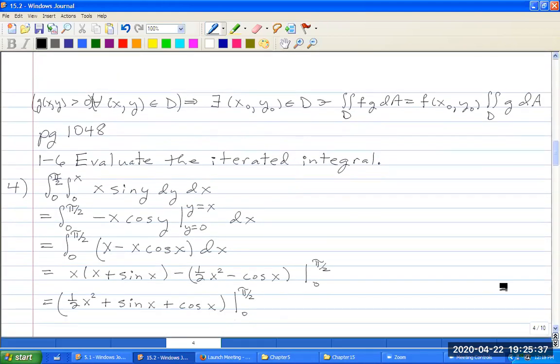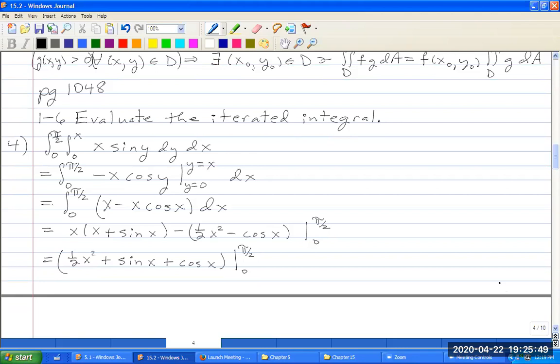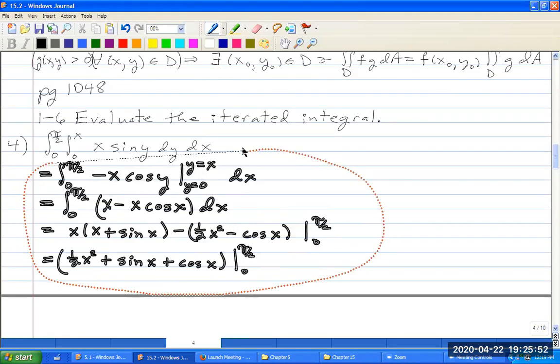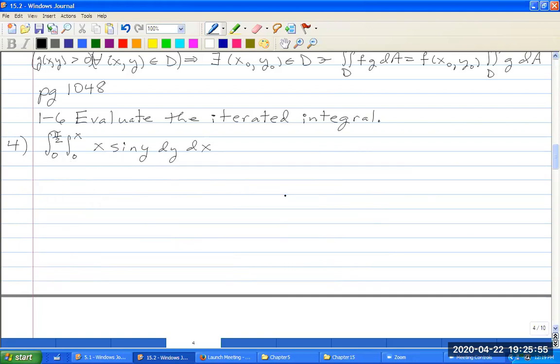Let's evaluate. Let's do problem number 4. On page 1048, in exercises 1 through 6, evaluate the iterated integral. So the integral from 0 to pi over 2 with respect to x, the integral from 0 to x with respect to y. So let's first integrate this with respect to y.